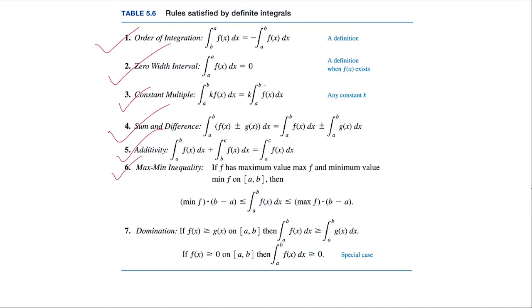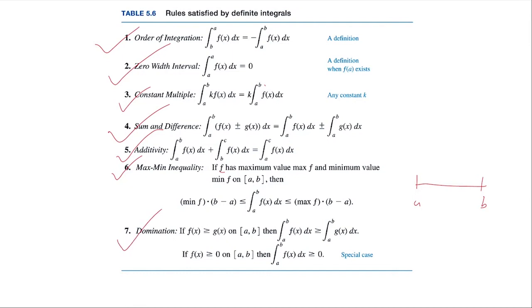Maximum and minimum inequality. Let's say f has a maximum value and a minimum value, then the integration of that function from a to b is always greater or equal to the minimum value of that function times b minus a. B minus a means the difference between a and b, and it is less or equal to the maximum value of that function times again b minus a. So this definite integration of a function from a to b is bounded from the lower bound by the minimum value of that function times b minus a, and from the upper bound by the maximum value of that function times b minus a.